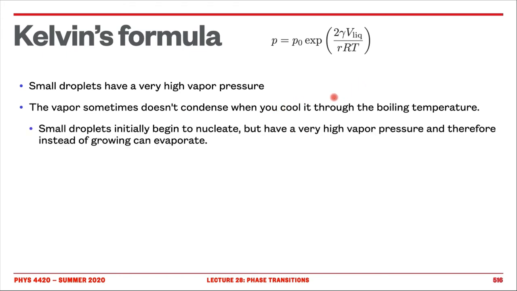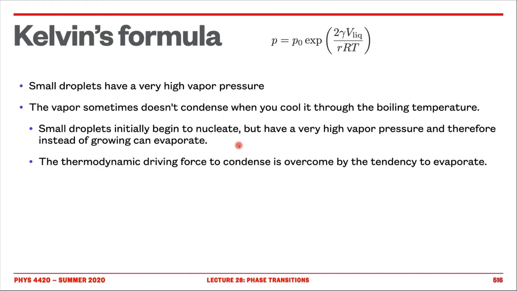Because the droplet, yes, indeed, will start to nucleate. In other words, there will be a phase transition. But the vapor pressure is so high that the droplet would rather evaporate. So in other words, you have a supercooled vapor, just like we discussed before. And so the thermodynamics tells you, no, it should not happen.